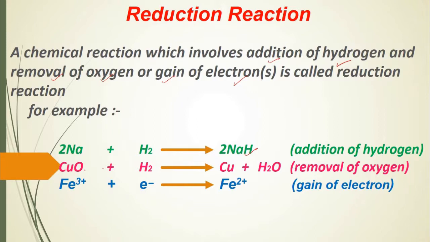Sodium reacts with hydrogen, hydrogen is added to sodium, forming sodium hydride. In this, CuO plus H2 gives Cu plus H2O. Here oxygen is removed from CuO, which is converted into Cu, and the oxygen combines with H2 to form H2O. So here oxygen is removed from copper oxide. Now in Fe3+ plus e- gives Fe2+, one electron is gained by the iron cation, and that's why it converted into Fe2+ ions. So this is the definition of reduction reaction.